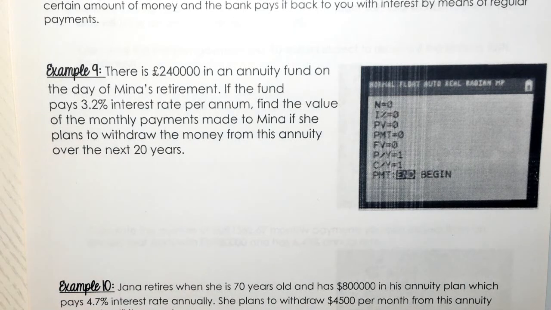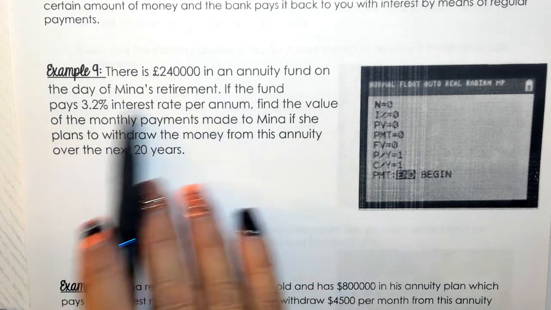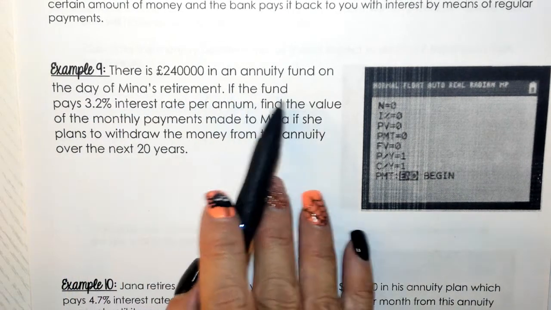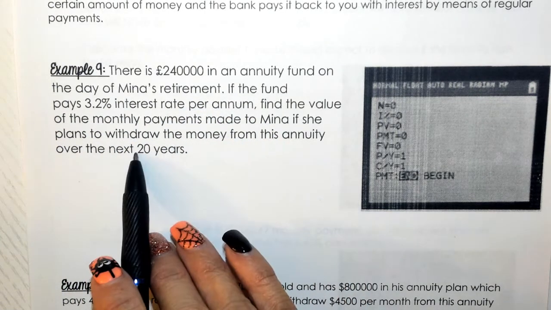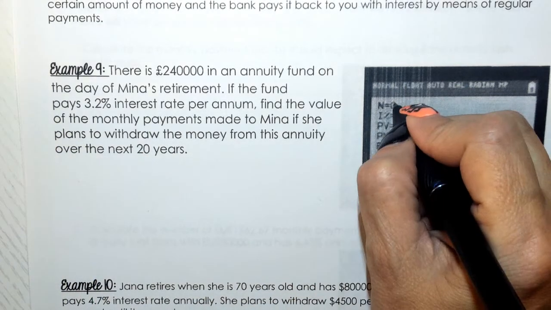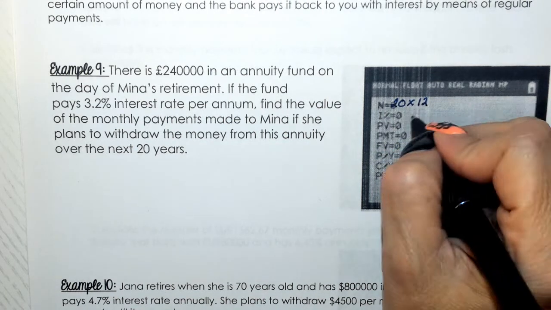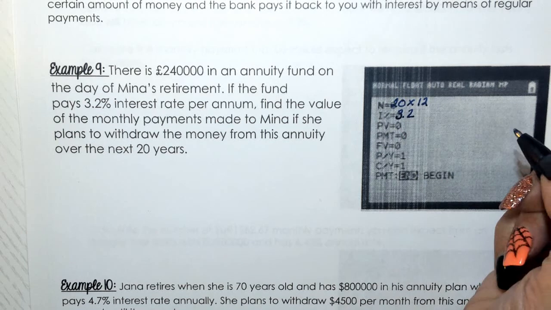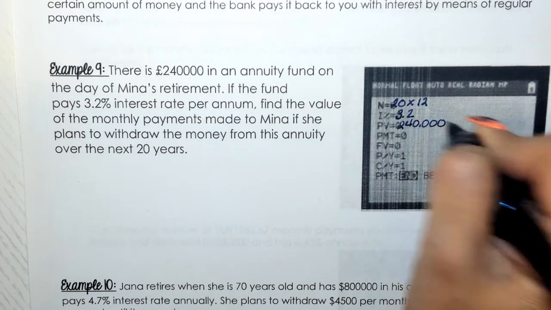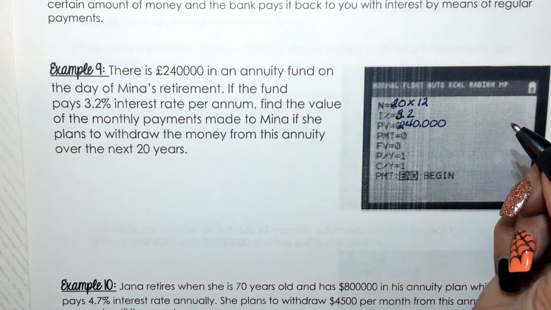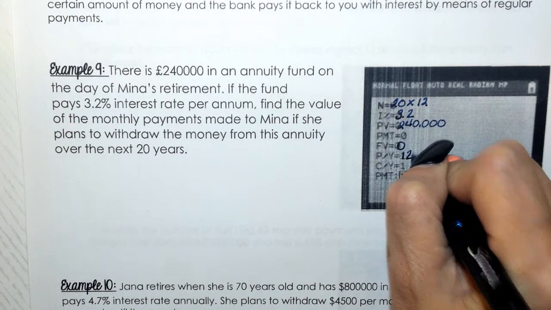Okay, so there is $240,000 in an annuity fund on the day of Mina's retirement. If the fund pays 3.2% interest rate per year, find the value of the monthly payments made to Mina if she plans to withdraw the money from the annuity over the next 20 years. So, we're drawing this out for 20 years, and we're doing it monthly. The interest we're being paid is 3.2. The present value is $240,000, and we want to know the payment, right? And the future value is going to be 0, and we're doing 12 payments per year.